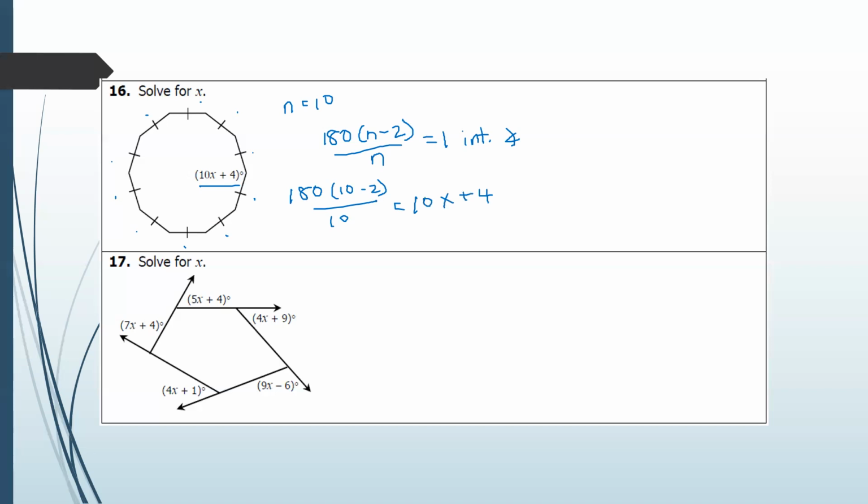Now I have an equation with one variable, just x, and I can solve for it. I'm going to simplify this left-hand side a little bit. 180 times 8 divided by 10, you get 144. That's a little nicer to solve. Subtract 4 from both sides. Divide by 10. So here x equals 14.